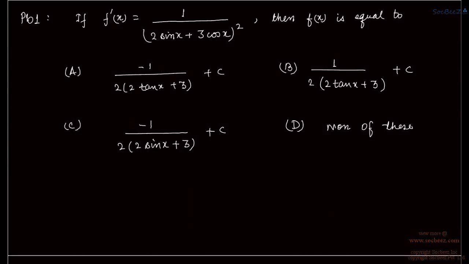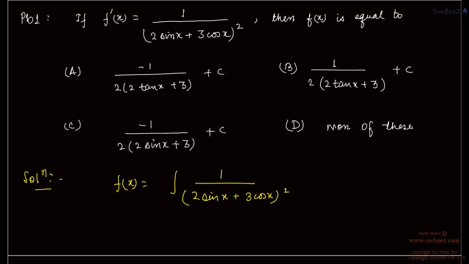Okay, we have problem 1. If f dash x is equal to 1 upon (2 sin x plus 3 cos x) square, then f(x) is equal to. So here we have f(x) is equal to the integral of 1 upon (2 sin x plus 3 cos x) square dx, right?